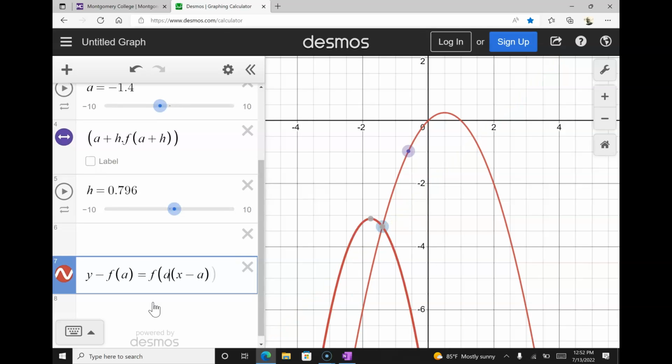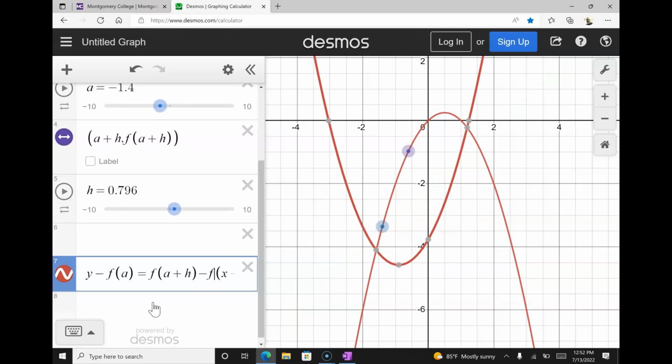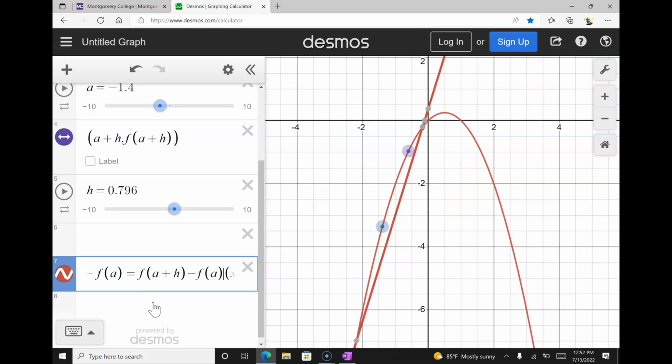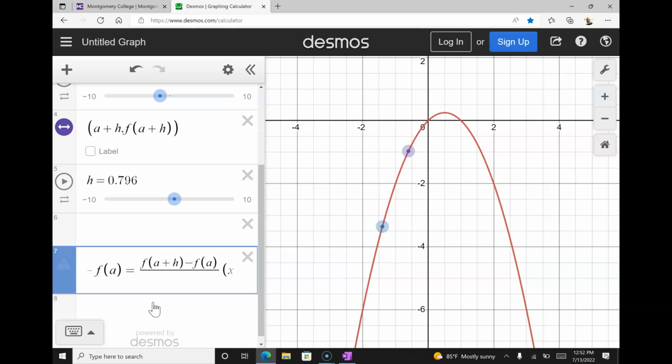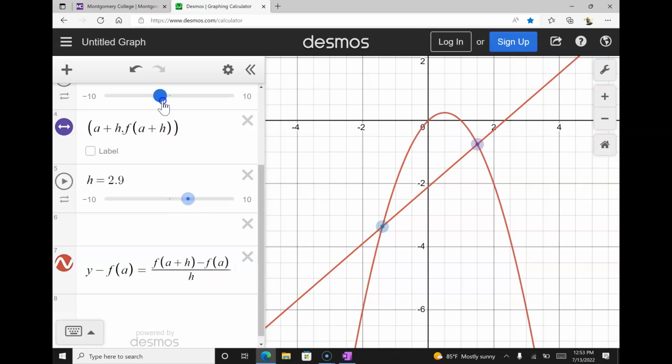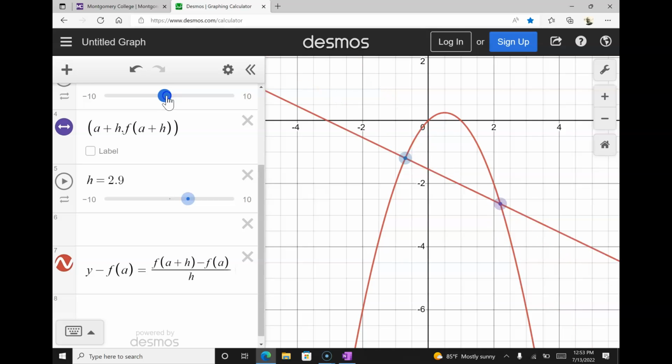f of a plus h minus f of a. Give me 1 second, let me make sure it works before you do it. Divided by h. There it is. Ha! I have to put the whole slope in. Right, you with me? So that I connect to the 2 points. So y minus f of a equals the slope times x minus a. Dynamic secant line.